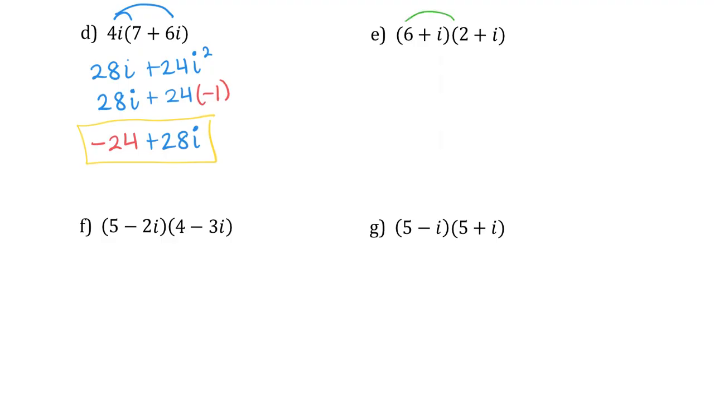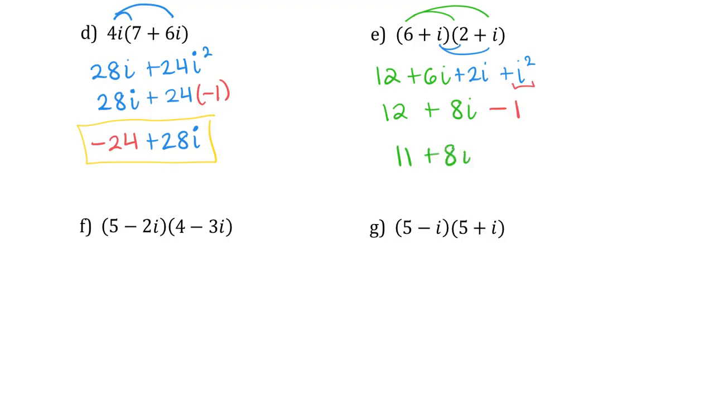Okay, I'm going to distribute. 6 times 2 is 12. If you like to box, you could box too. Plus 6i plus 2i plus i squared. Let's do 12 plus 6i plus 2i, 8i. Uh-oh, we got to i squared. What do we know about i squared? Negative 1. Now real plus imaginary. What's my real? 12 minus 1, 11, plus imaginary.